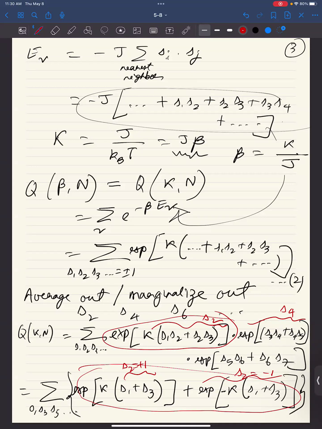If S2 took 3 values, I would have a sum of 3 exponentials, right? So I can write it down explicitly. Then I will have other terms corresponding to this one. Same thing. Now S4 can take +1 and -1, and you write it down explicitly, right? So let me write down this expression again on the next page. If you have not copied, don't worry, I'm writing the whole thing again.